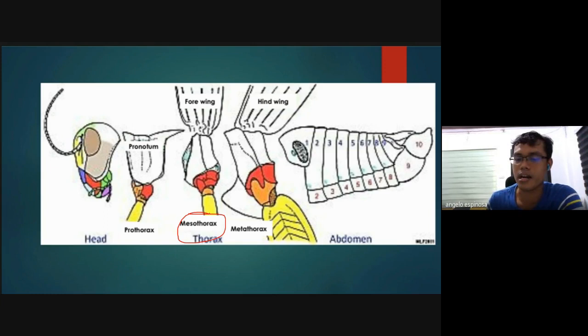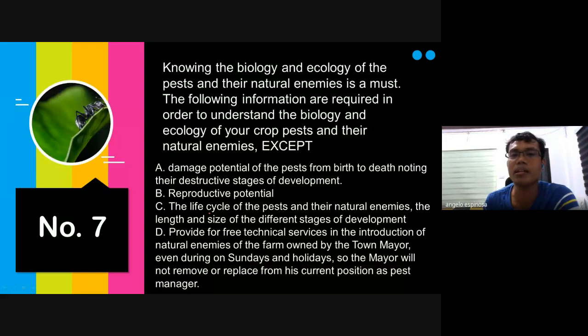Okay, for number 7, knowing the biology and ecology of the pests and their natural enemies is a must. The following information are required in order to understand the biology and ecology of your crop pests and their natural enemies. Except, so you need to read the choices in order to answer the question. I will give you a couple of minutes to answer the question.